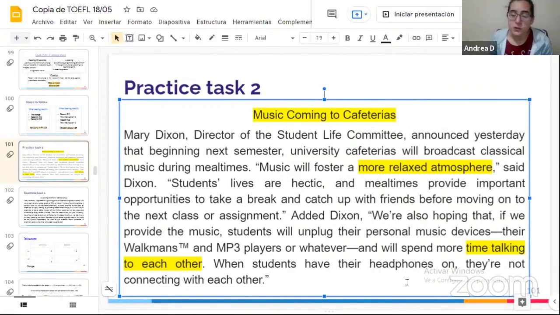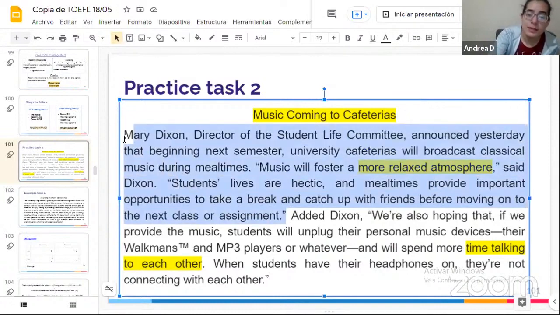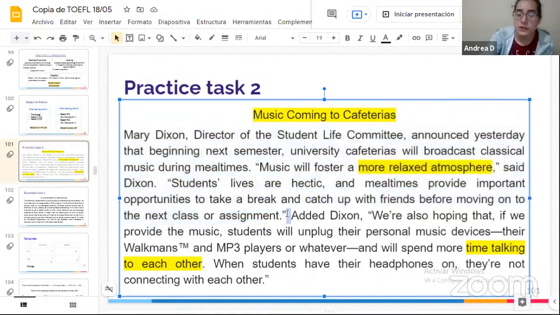Another thing you can do to know where the two could be is to divide the text into two. The first reason is in the first half of the text, and the second one is in the second half. Sometimes we will even have transitions, like, furthermore, Dixon also thinks that this will provide, and so on. So pay attention to those connectors as well.